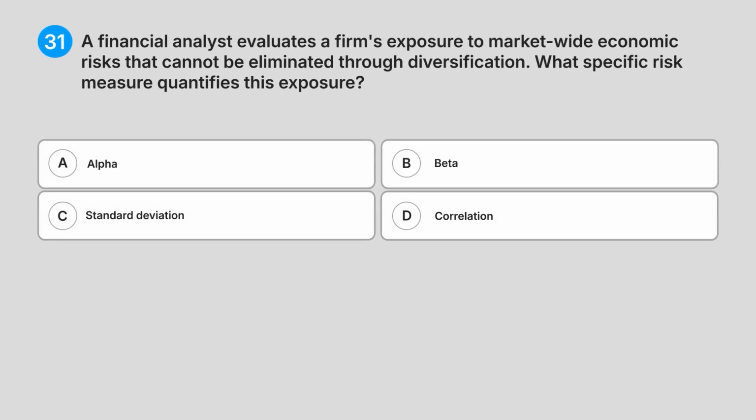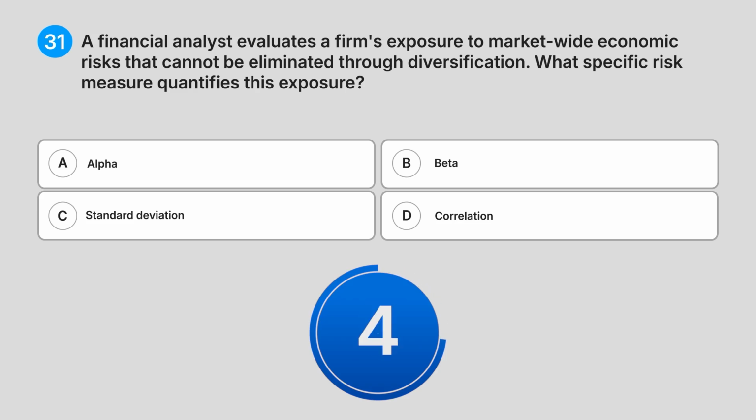31. A financial analyst evaluates a firm's exposure to market-wide economic risks that cannot be eliminated through diversification. What specific risk measure quantifies this exposure? A. Alpha. B. Beta. C. Standard deviation decorrelation. Do you know the answer?